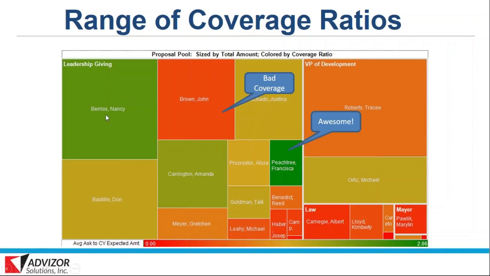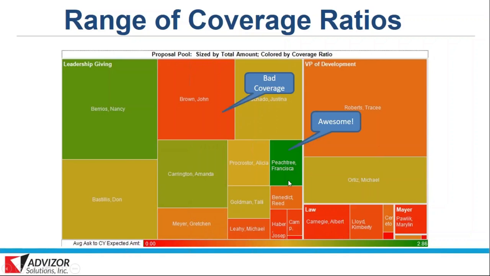But in this case, the size of Nancy Berrios's box is big, because she's got a lot of solicitations out on the street. And it's colored by the coverage ratio, which is the sum of her solicitations compared to the current year expected value of her pool. She's green because she's up around 3, which means she's got a good coverage ratio. Francesca Peachtree has a smaller pool, but she's actually asking really aggressively. So her prospects must be lower capacity or lower attachment.